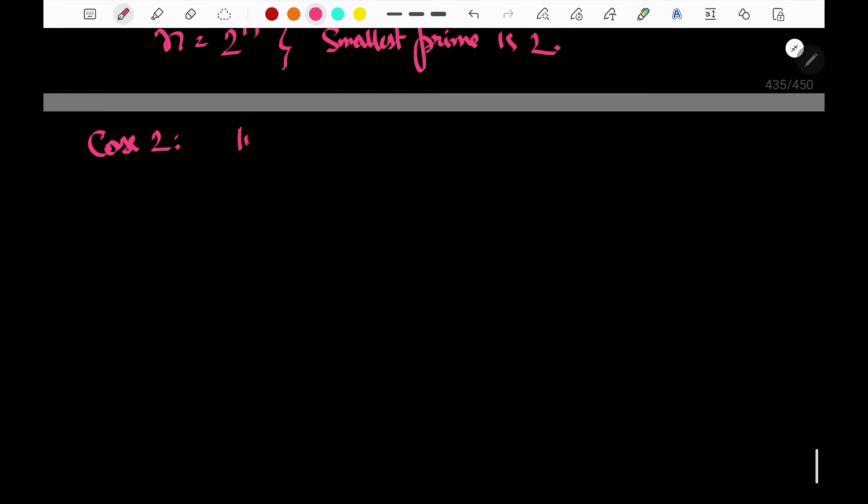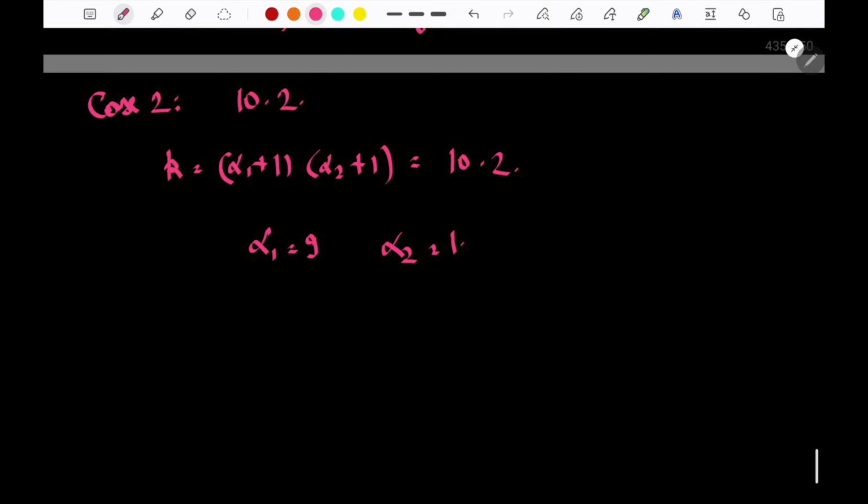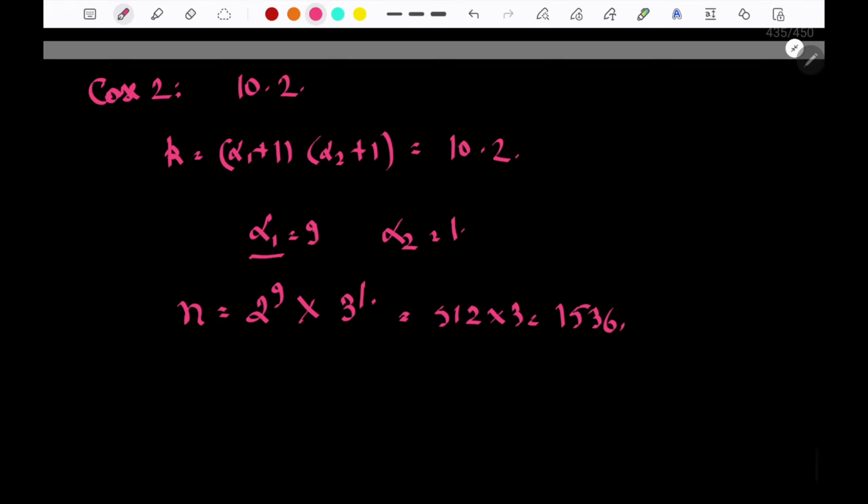Now case 2 is 10 into 2. So k can be written as alpha 1 plus 1 times alpha 2 plus 1, which is equal to 10 into 2. So alpha 1 will be 9, alpha 2 will be equal to 1. So which one to choose smallest and which one to choose largest? Choose 2 to the power 9, 3 to the power 1. So this will be 2 to the power 9 is 512, into 3. So this will be 1536.